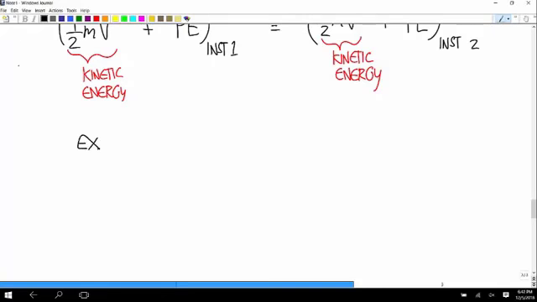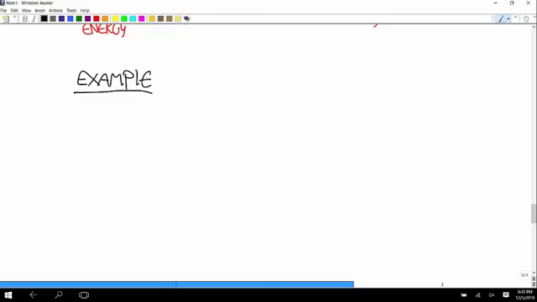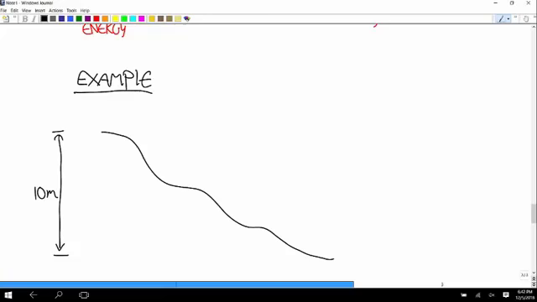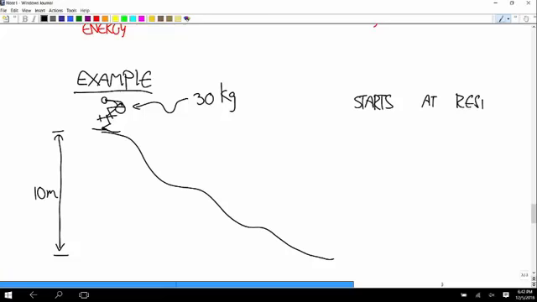Let's do an example and we'll see how this works. So let's say we have this hill. Let's say it's 10 meters high. And someone starts out on skis up at the top. Let's say the mass of this person is 30 kilograms. So let's say that the skier starts at rest at the top of the hill. What's the speed at the bottom of the hill?